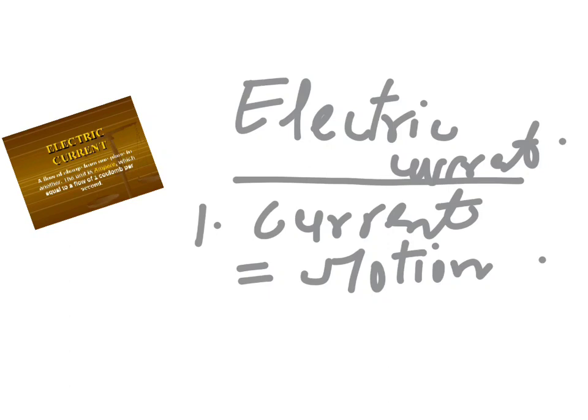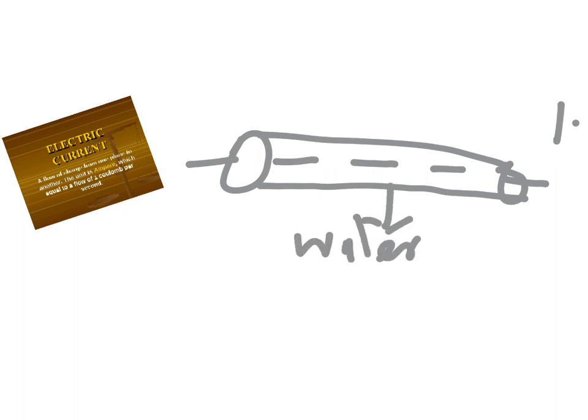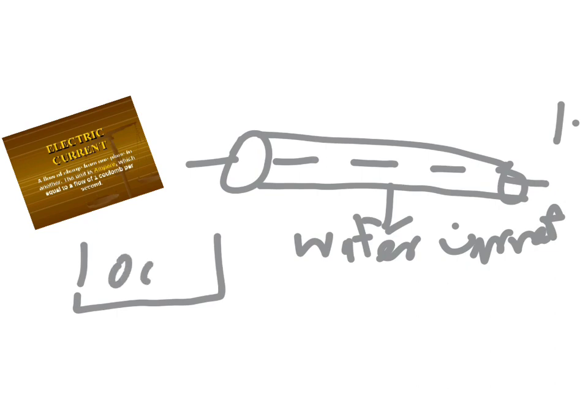Similarly, when the air is in motion, we call that air current. For example, we have a pipe here. The water that is flowing through the pipe, we call it water current. But when the same water is stationary in a tank, we simply call it water.